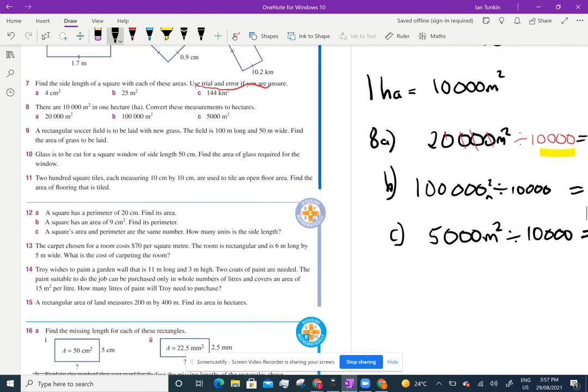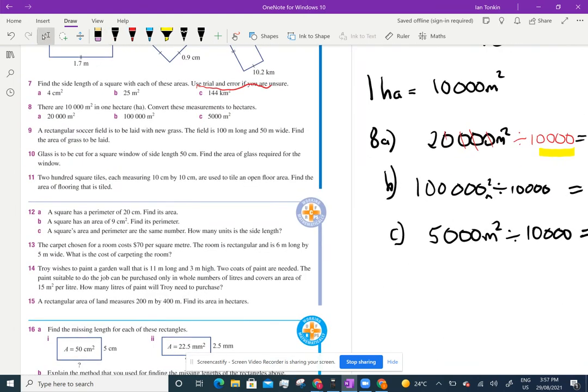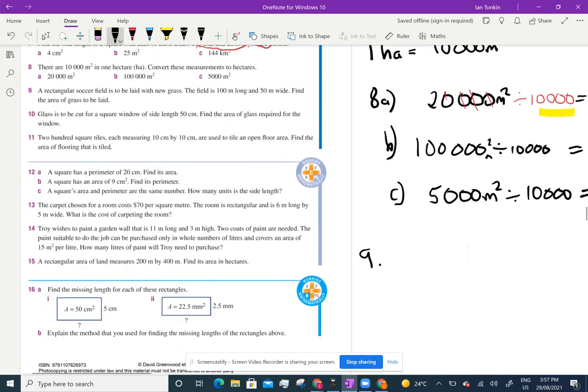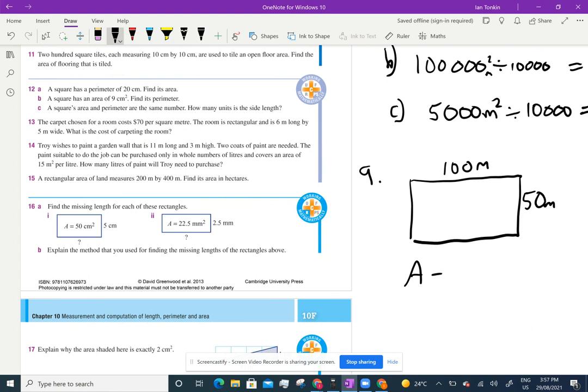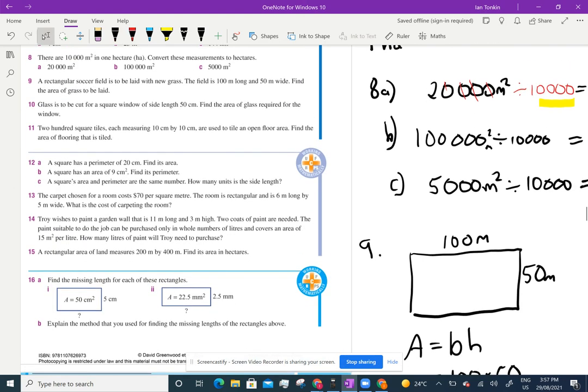So from then, the rest I want you to try and do as many as you can, doing all the old ones. So if I look at 9, here we go. A rectangular soccer field is to be laid with new grass. It's 100 by 50. So draw yourself a rectangle. It's 100 metres by 50 metres. Well, the area is BH, 100 times 50, 5,000 metres squared. That's question 9.